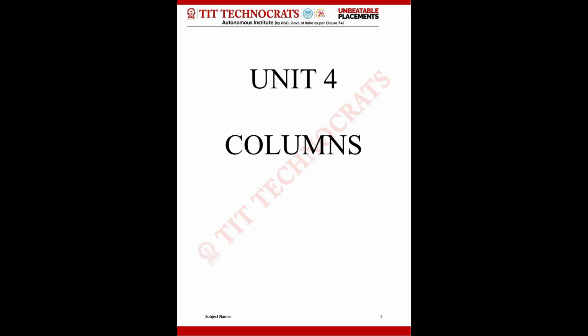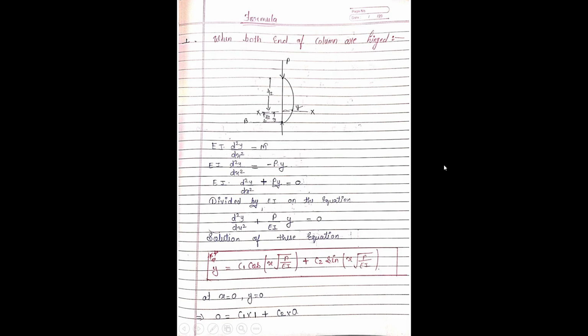Now, what is the buckling load? Buckling load is that load for which the column just tends to buckle or bend. This is also known as the critical load or crippling load. And for four end conditions, we can calculate the value of the buckling load on the column.